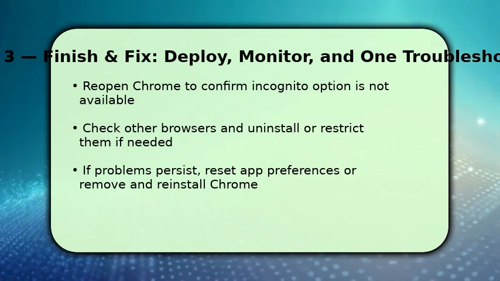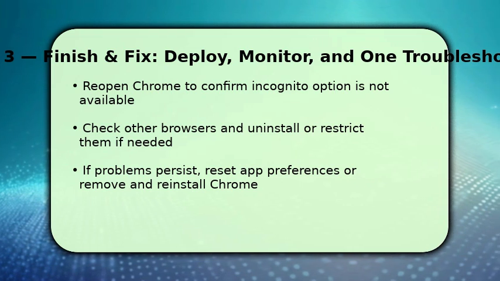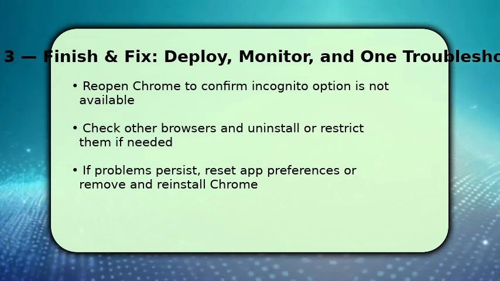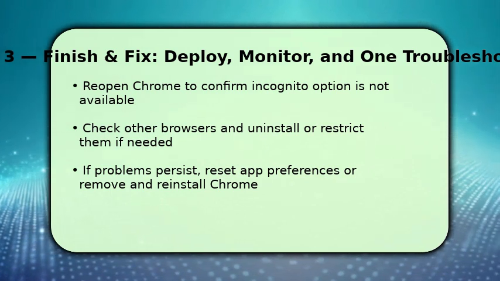One troubleshooting tip: if restrictions aren't applying, reboot the device and recheck Family Link or app lock settings. Restarting often forces policy updates to take effect.